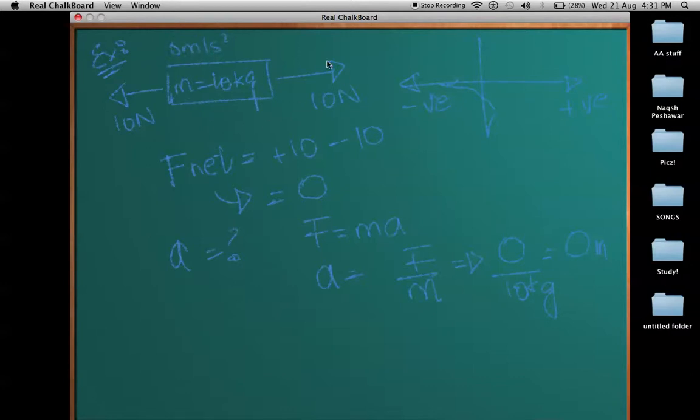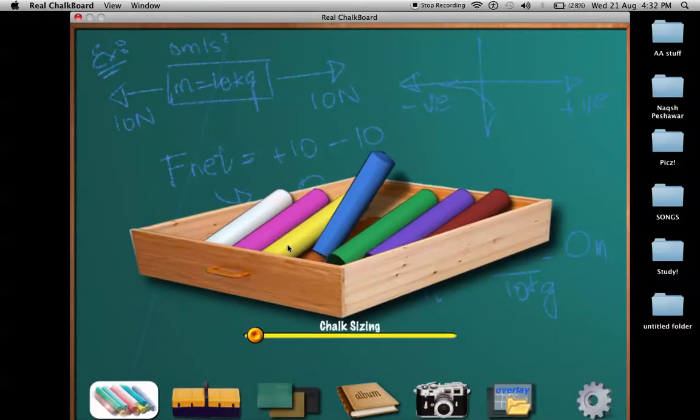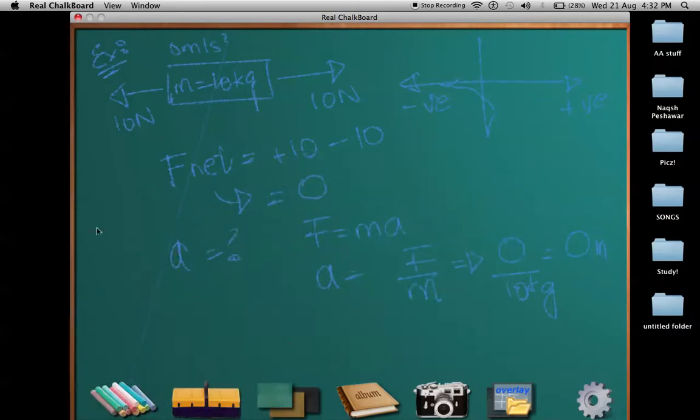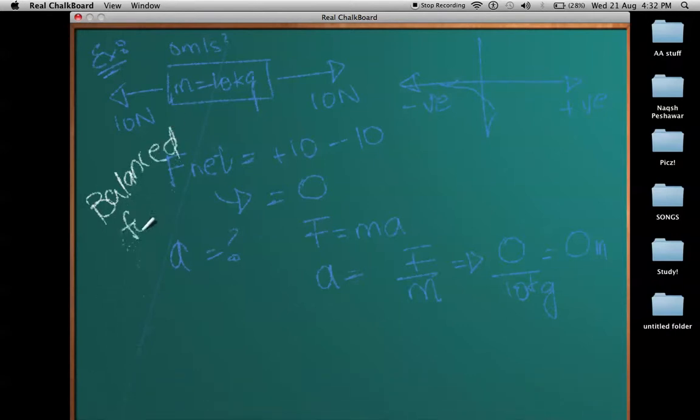This situation is called a balanced force, where the net force becomes 0. The sum of all the forces is 0. These are called balanced forces, because there is no net force; this 10 newtons is balancing this 10 newtons completely.